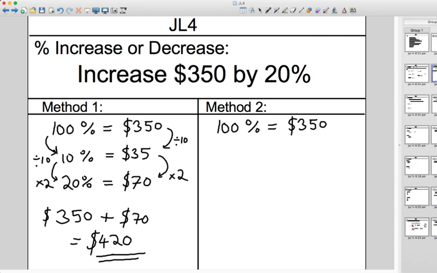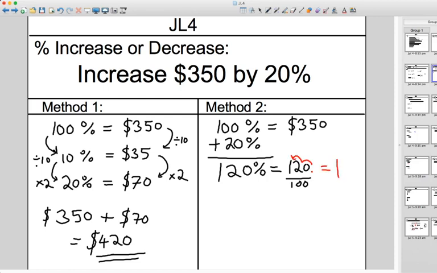So if I want to increase this by 20%, I just need to add on 20%. That will give me 120%. Okay, but what does 120% mean? It means 120 over 100, because percent means out of 100. And the decimal point at the moment is here at the end. So if I'm dividing by 100, I'm shifting this decimal point back 2 places, which would give me 1.2.